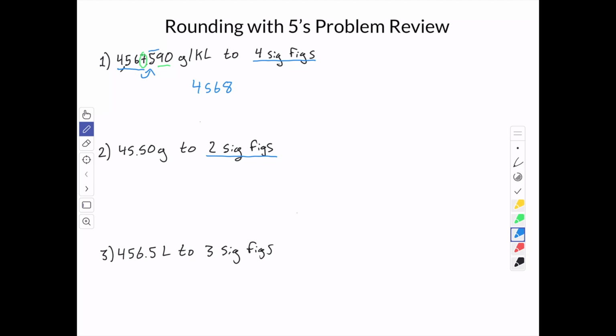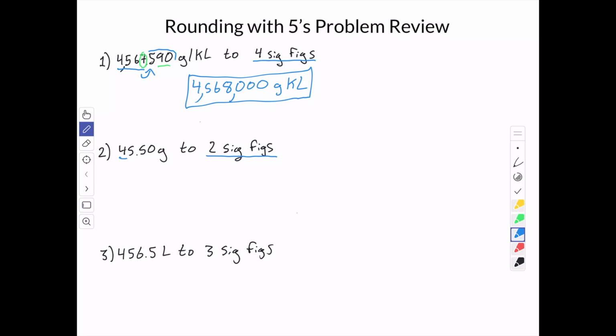I still need to remember that these are going to be placeholder zeros, so they don't change the overall value of the number. Let's get our commas in there. So 4,568,000 grams per kiloliter. That is our answer. All right, problem number 2. Same process. We're doing 2 sig figs this time.